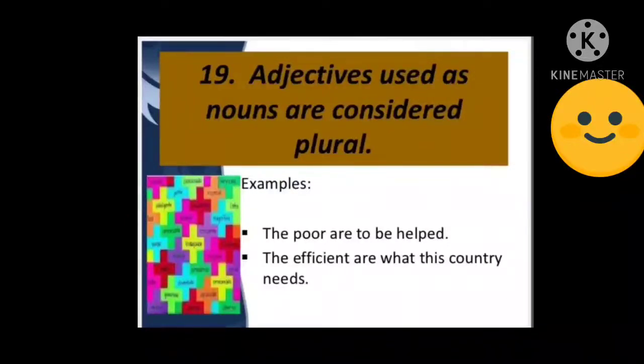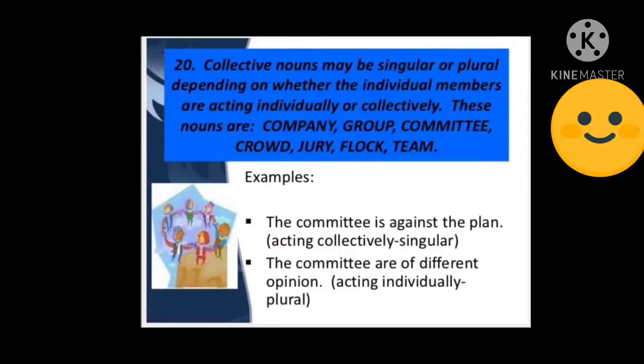Okay. Rule number 20: collective nouns may be singular or plural depending on whether the individual members are acting individually or collectively. These are changeable. These nouns are company, group, committee, crowd, jury, flock, team, etc. Depending upon what they refer to. If they refer to each individual, then we may use plural. If they refer to the whole body, singular.